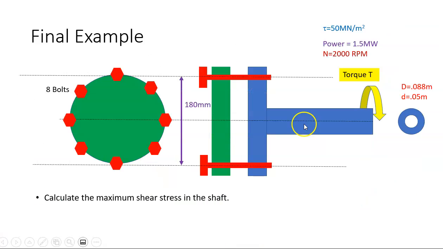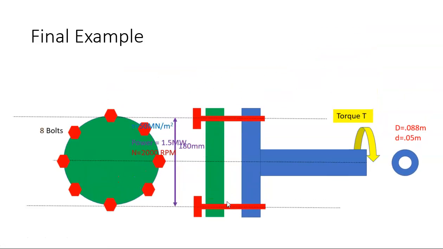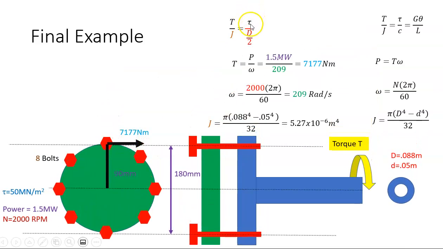What was the second part? Well, the second part of the question was to calculate the maximum shear stress in the shaft. Well, shear stress, tau, is equal to T over J, all over D over 2. So I'll just substitute in my values for T and J. So T was 7177, and J was 5.27 by 10 to the power minus 6. And D over 2, well, the radius, we use the outside diameter, which is 0.088, all over 2.